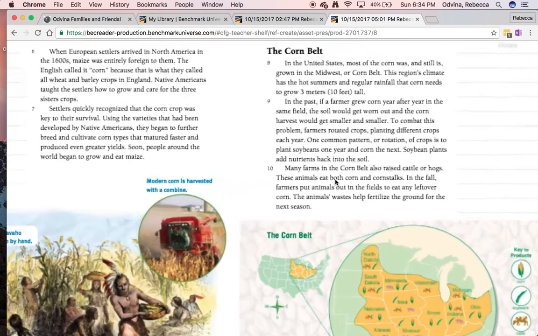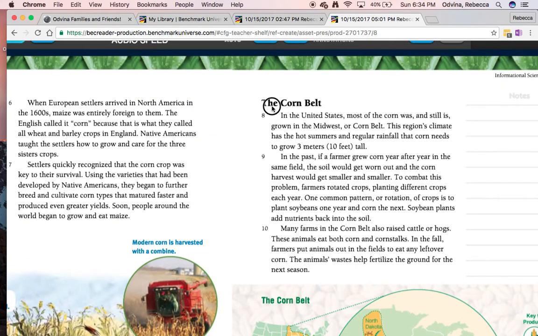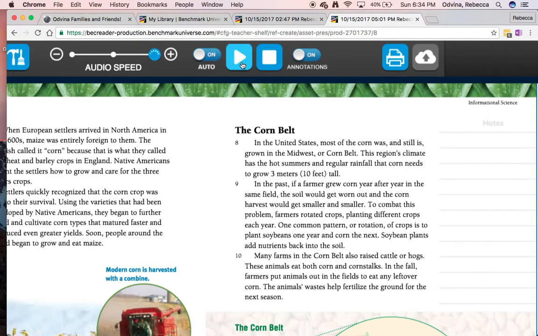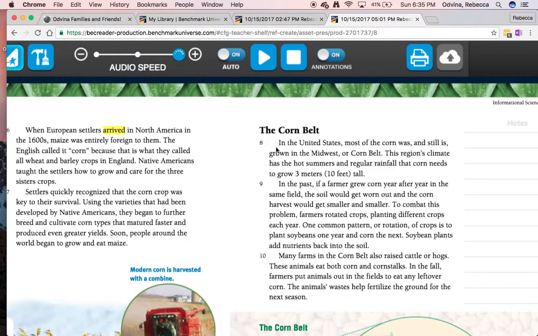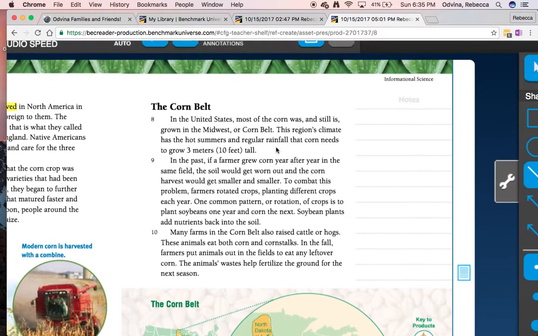Now, just like before, I'm going to have the computer read this part if I can make that happen. When European settlers arrived... Let's see if we can get over here. Nope, it's not going to let me, and that's okay. I'll go ahead and read it out loud to you guys.